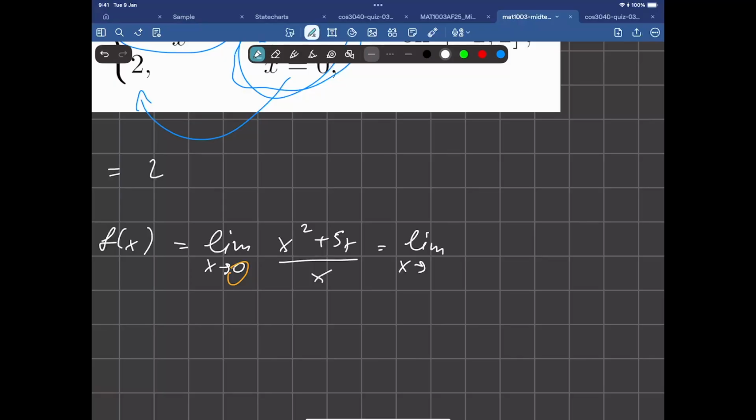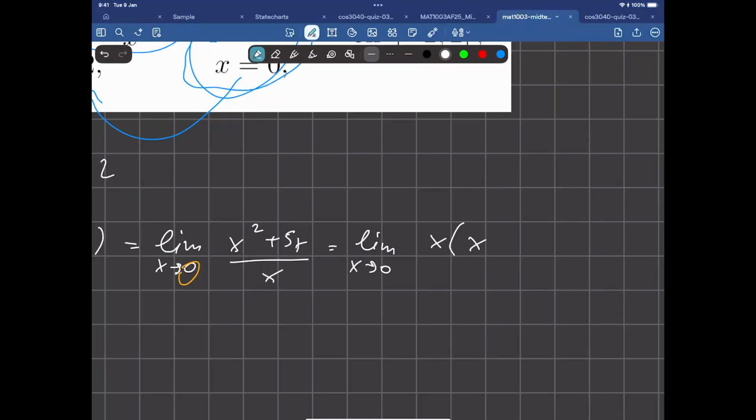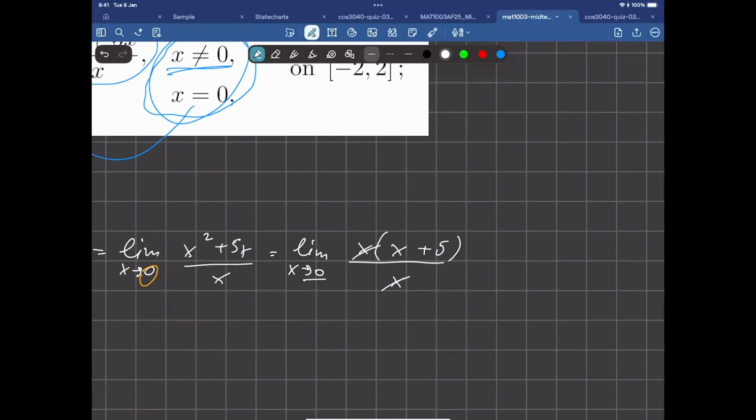That was actually very easy. We don't have any quadratics or formulas. I can just factor out one x in front in the numerator. So that's going to be x times x plus 5. And then in the denominator, I'll just have x. So I cancel things out. And then I just plug in x equals 0. So that's going to be 0 plus 5, which is 5.